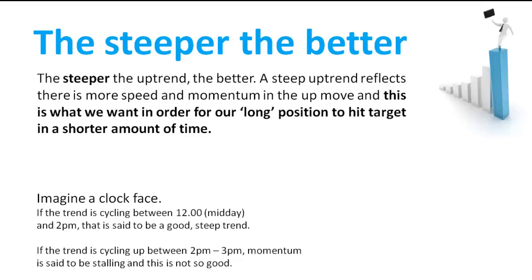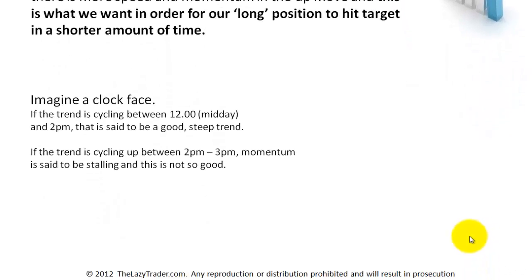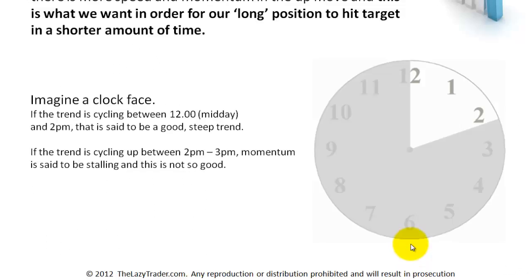So again, just like we do with cyclicity, we imagine a clock face, and what we want is our 20 moving average, or most recent moving average, to be facing between 12 and 2 p.m. in an upward trend. If it's facing between 2 and 3, in this instance here, then it's said that the speed and momentum is okay, but it's not quite as good. There's less speed and momentum, which means that we might be in a position which might hit target eventually, although you might have to wait a little bit longer than if the price action and the moving average, which it's respecting, is angled towards 12 and 2 on the clock face here in the upward trend.